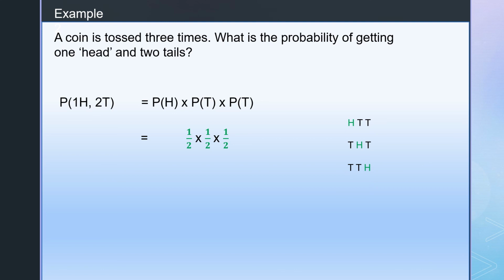However, we assumed the first time we get a head. But it is possible that we get a head in the second time or in the third time. So we need to times 3C1. That means we have 3 times. We have to choose which time we have the head. 3C1 is 3. Times a half times a half times a half equals 3/8.